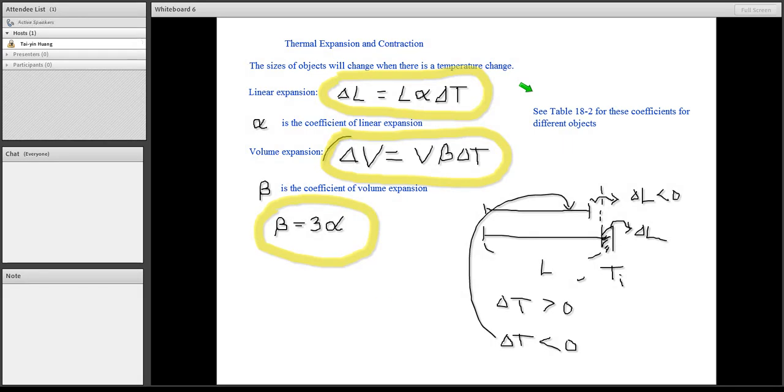Okay, so you can see that when there's a change in temperature, the size of the object is going to change. That's why when we design something, most of the time you need to take into account the thermal expansion and contraction. So you want to make room for the changes due to the temperature variations. Okay, all right.